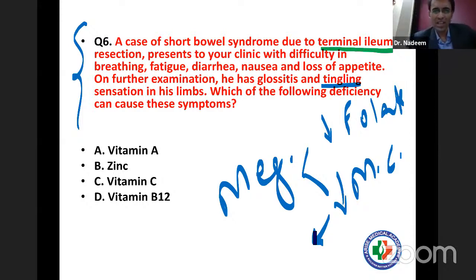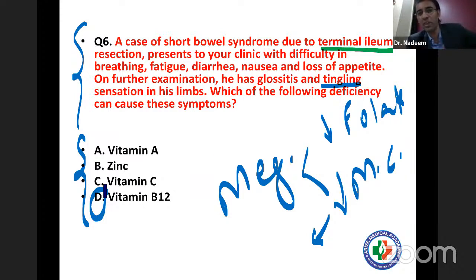Fine. So this was the question of surgery, but finally I asked you in a non-clinical manner, because when I see vitamin A, zinc, C, B12 and all, all these options are related to vitamins and minerals. So if you remember the basic functions of all vitamins and minerals, you can solve this kind of surgical questions. So here in this question, what is the answer? Answer is vitamin B12.